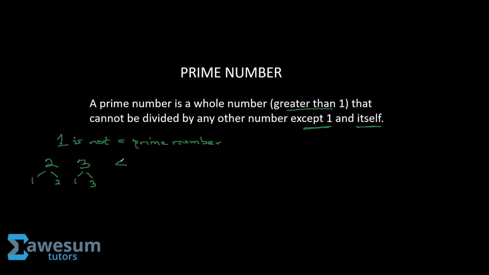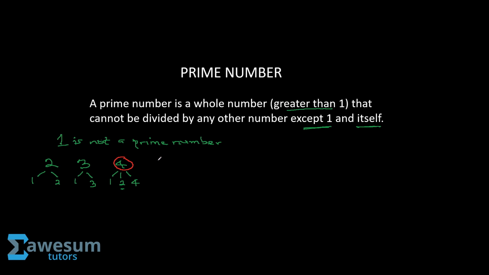Let's take a look at 4. 4 can be divided by 1. It can be divided by 2. And can also be divided by 4. Because of the fact that 4 can be divided by 2 makes it not a prime number. 4 is not a prime number because we said a prime number should only be divided by 1 and by itself, right?